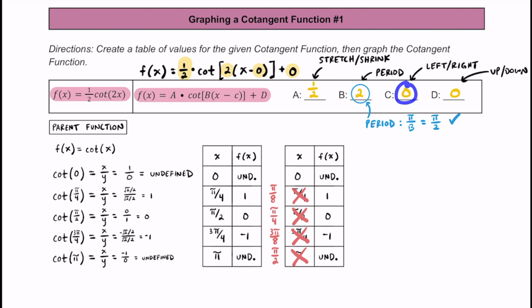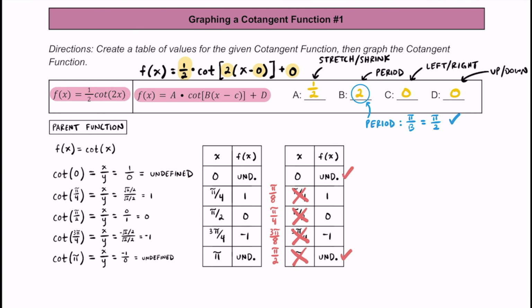Now we don't need to move any of our x values to the left or right, or any of the y values up and down, because c and d happen to be 0 here. If you'd like to see that in another video, we can do that. So we just have to use this 1/2 now, and this is going to stretch or shrink the y values. If we take a look at the y values here, or f of x values, we're not going to be able to stretch or shrink the asymptotes. We're going to leave these two undefined values alone.